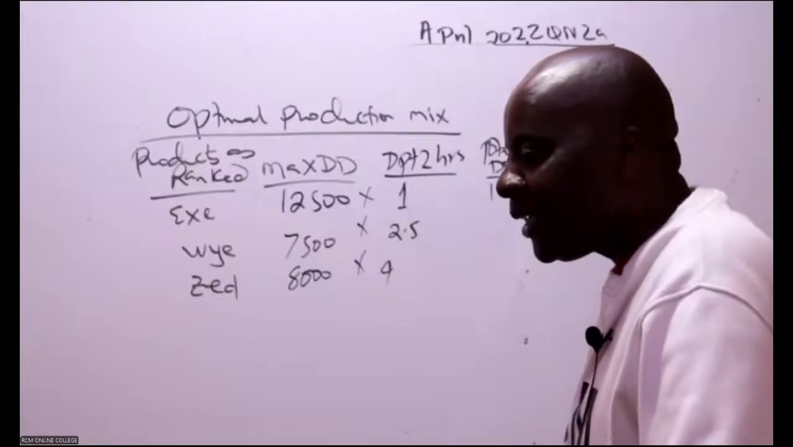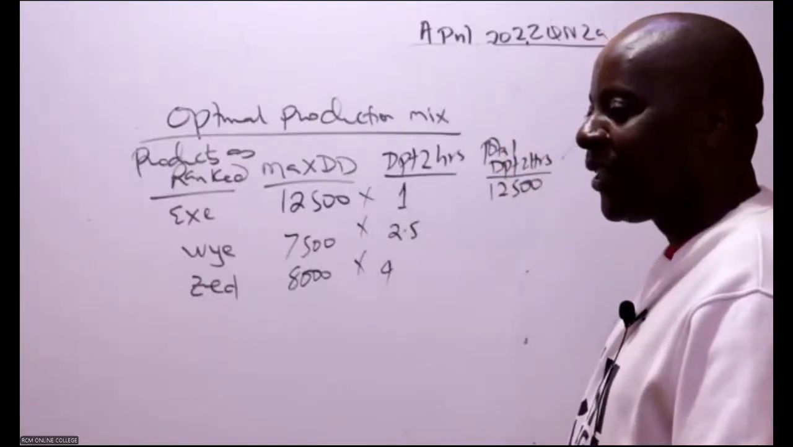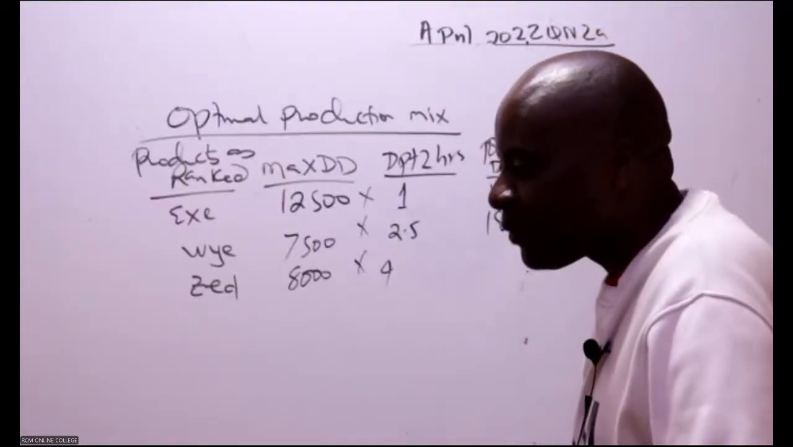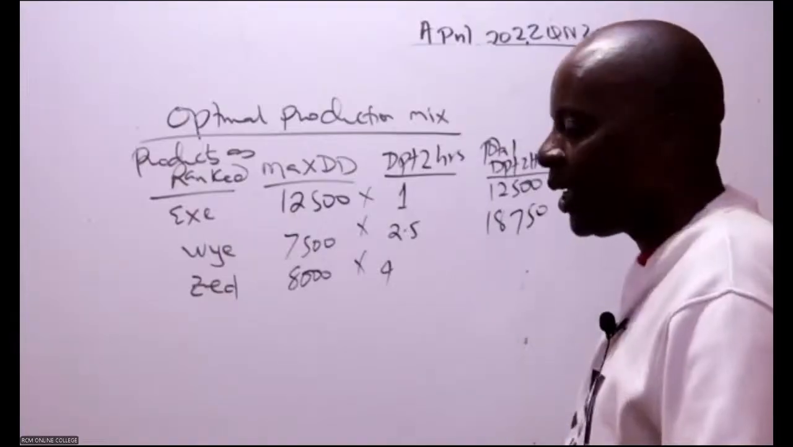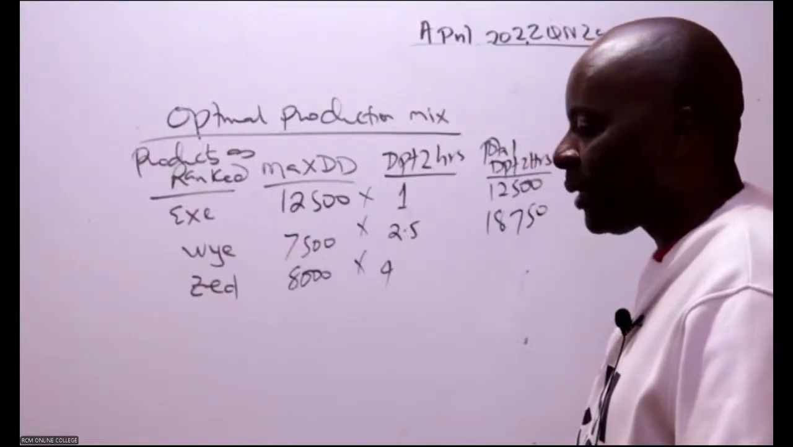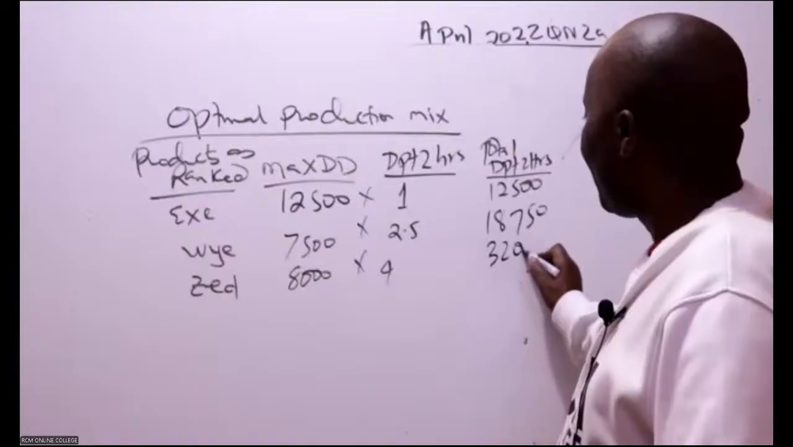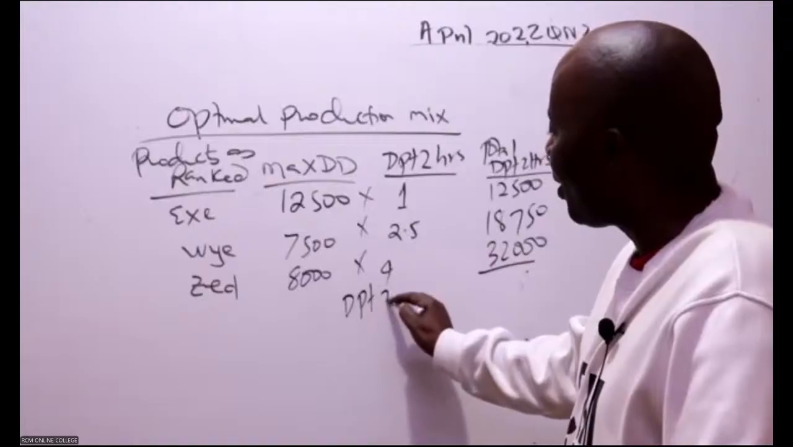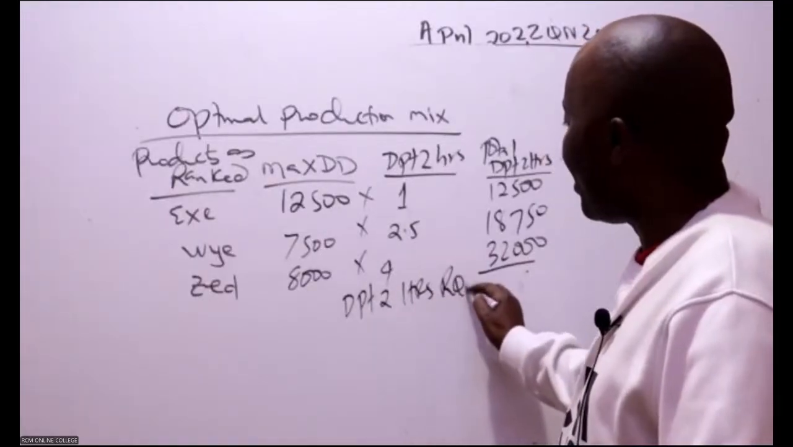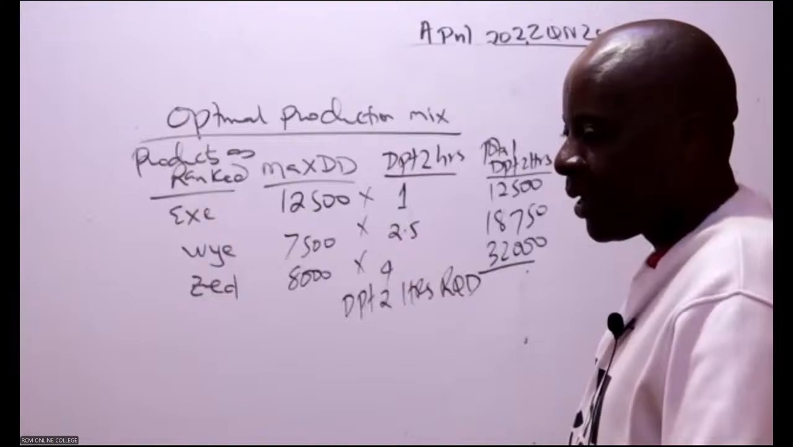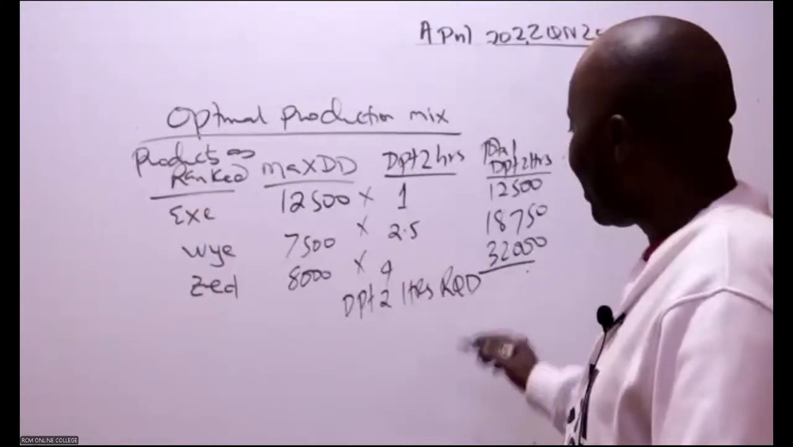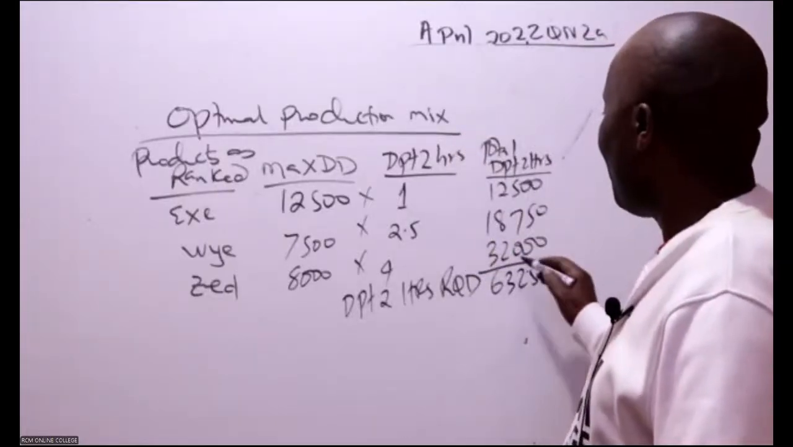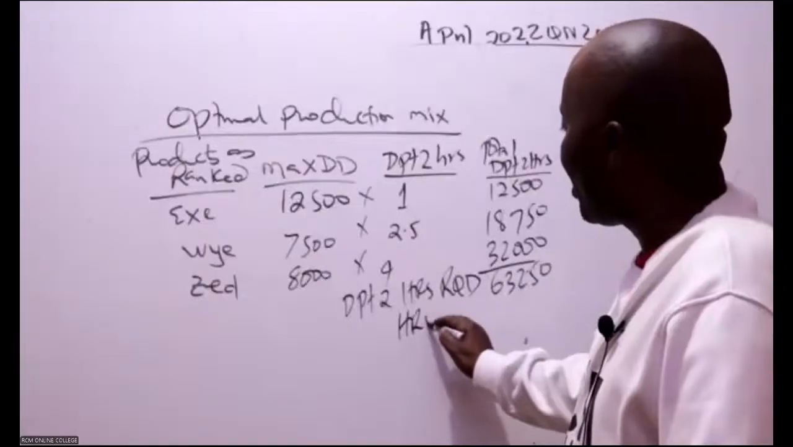Let's try to hurry up a little bit so that we can finish this question, so that when we come to the next class, everything will be okay. 18,750. And then lastly, we have 8,000 times 4, 32,000. Which will end up giving us how many Department 2 hours required? I'm being told there are 63,250 hours in this case here, available.